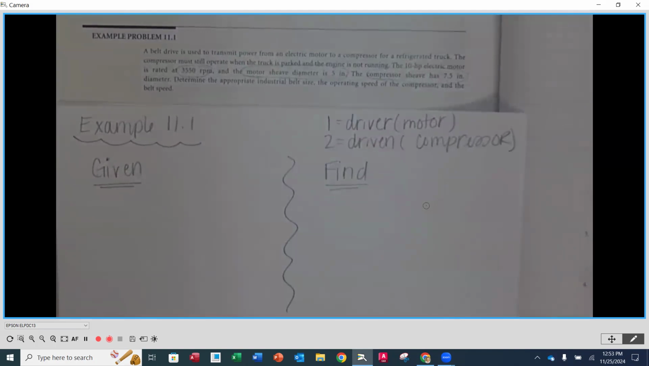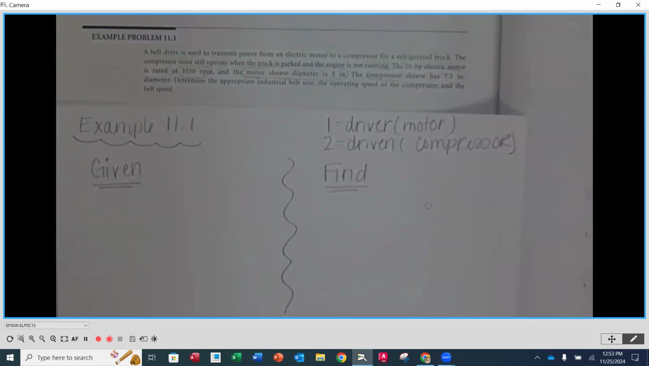Remember that your number 1s are always your drivers. And in this case, that is going to be representing that electric motor. Okay. Your number 2s are going to be your driven. And in this case, they're referring to this compressor for the refrigerated truck. And so the compressor is going to be anything that's going to be a number 2. Okay. So our input is going to be that electric motor, and our output or our driven is going to be the compressor. So as we look here, 3,500 or 3,550 RPMs. Did anybody specify a variable for that one? What would that be?